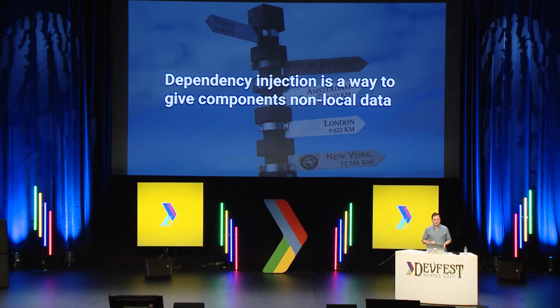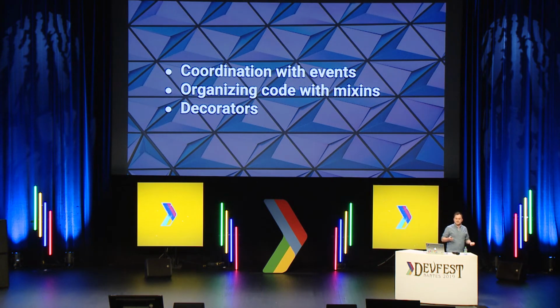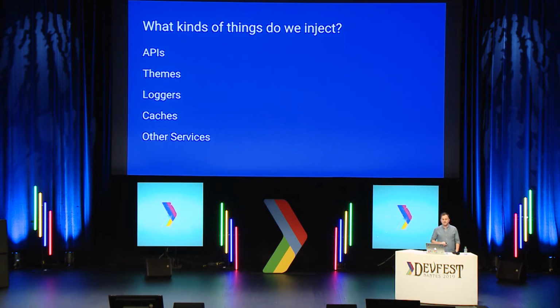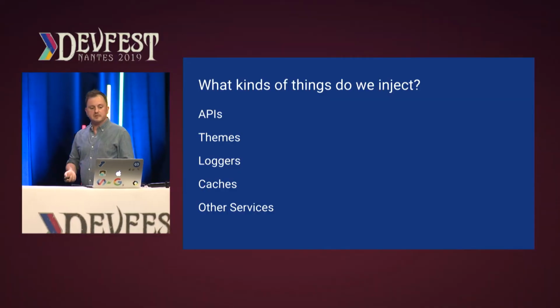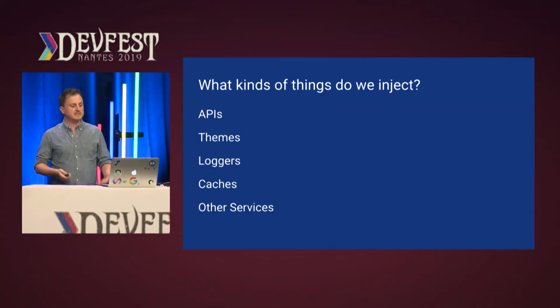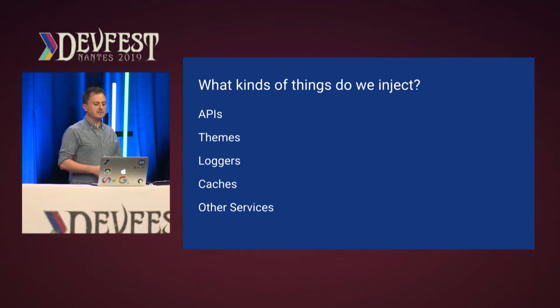So the patterns we're going to look at here are coordination with events again, mix-ins again, and decorators again. So hopefully you can start to see how the common patterns can be put together in different ways to solve different problems. So what kind of objects do we want to inject with dependency injection? This might be things like APIs, like that Gmail API. We might want to inject themes across the whole application. Common services like loggers or caches, or other services that you can imagine you want across your entire app.